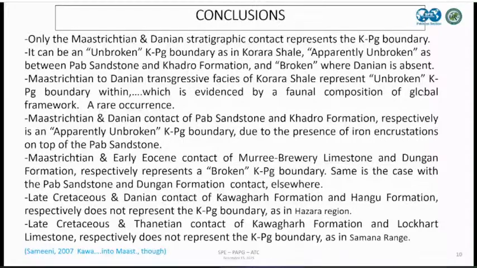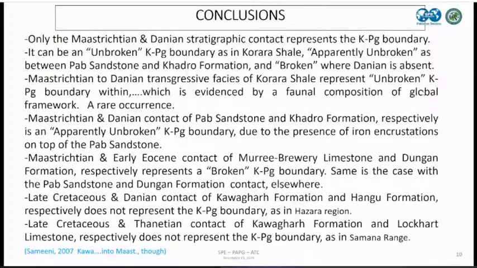The Maastrichtian and early Eocene contact of Murray-Breuer limestone and Dungan formation respectively represents a broken KPG boundary. The same is the case with the Pup sandstone and Duncan formation contact elsewhere. The Late Cretaceous and Danian contact of Kawagar formation and Hangu formation respectively does not represent the KPG boundary, as in Hazara region.